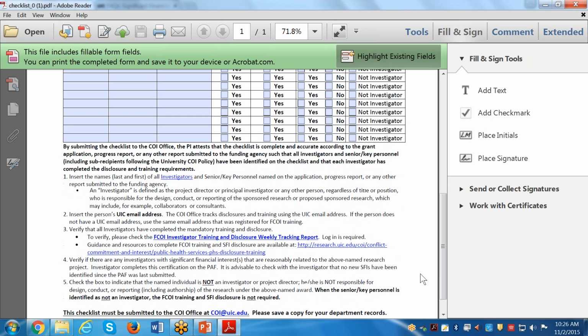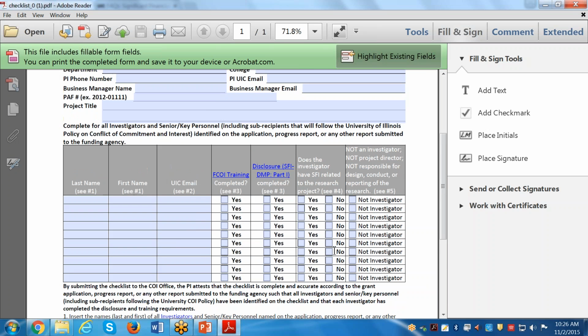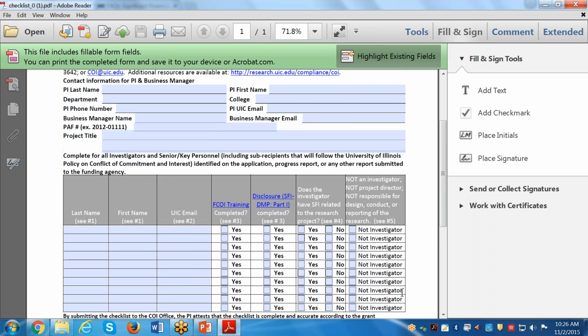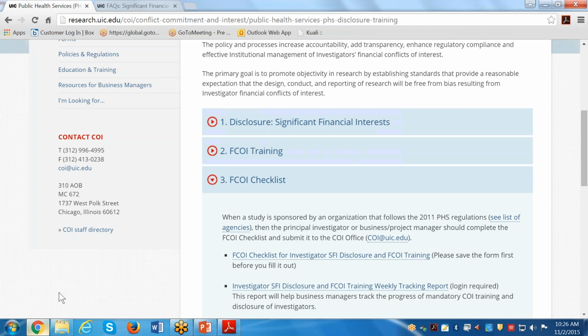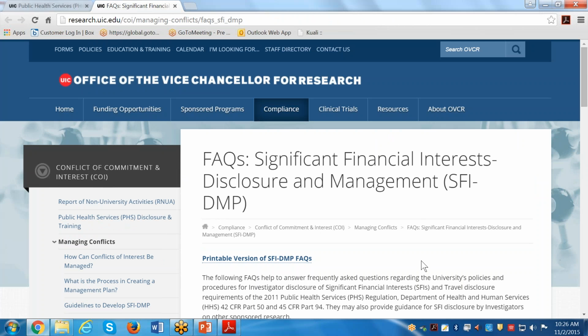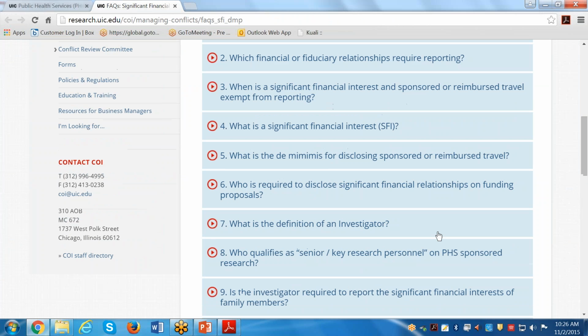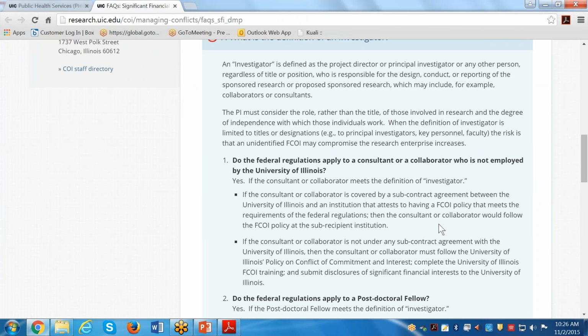So as a reminder, nothing has really changed, but the main change here is that you can designate that someone is not an investigator. And we have gone and updated the FAQs on our site. Mostly the one that changed was FAQ number 7 about investigator.